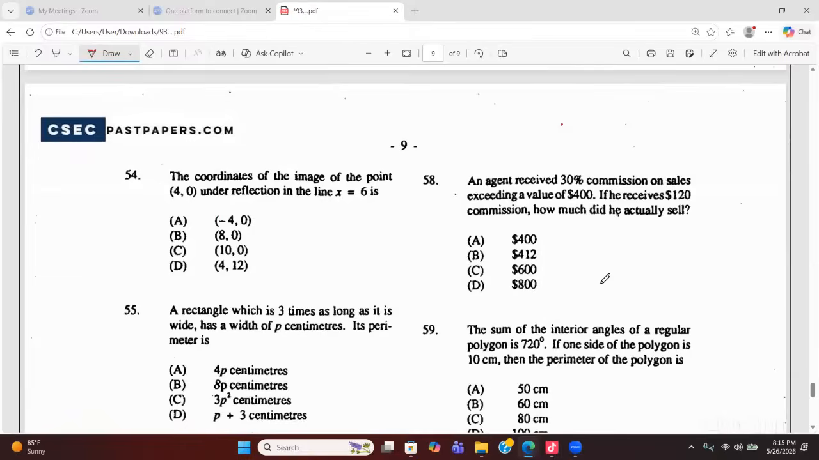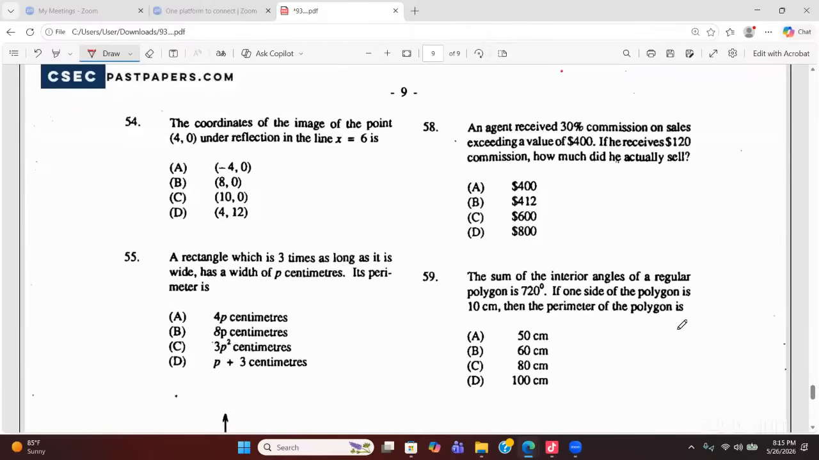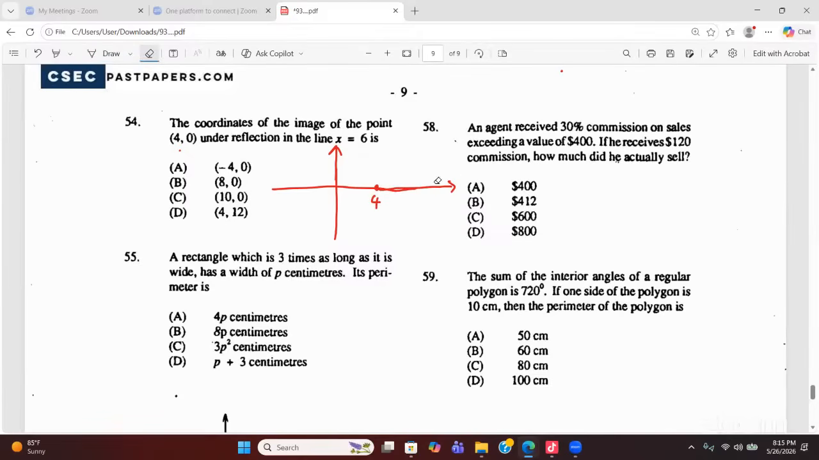Did I pick 12? Yes, I did. Now it says the coordinate of the image of the point 4, 0 under reflection in the line x equals 6 is what? You know why they give this? Because it's on the x-axis. So in other words, I could do this for you. Let me just draw this for you so you can see the idea.